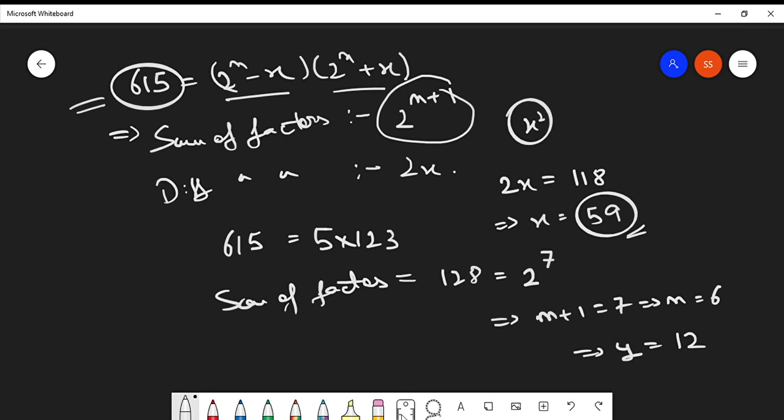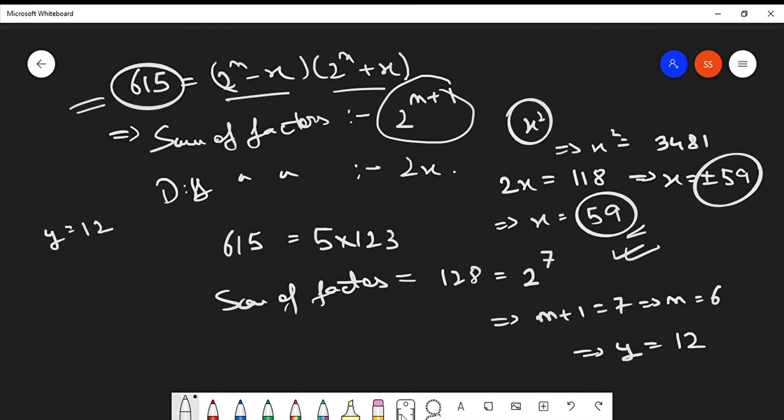And so from there, x square will be equal to what? The square of 59. Clear? The square of 59, you can calculate it, is 3481. And so from here what you should get is x equals plus minus 59, and so x equal to 59 alone is not the correct answer, but x equals plus minus 59 is. So the solutions you get are y equal to 12 and x equal to plus minus 59.